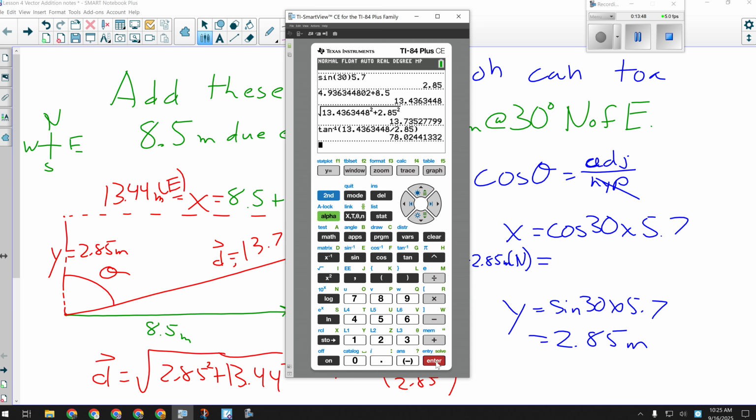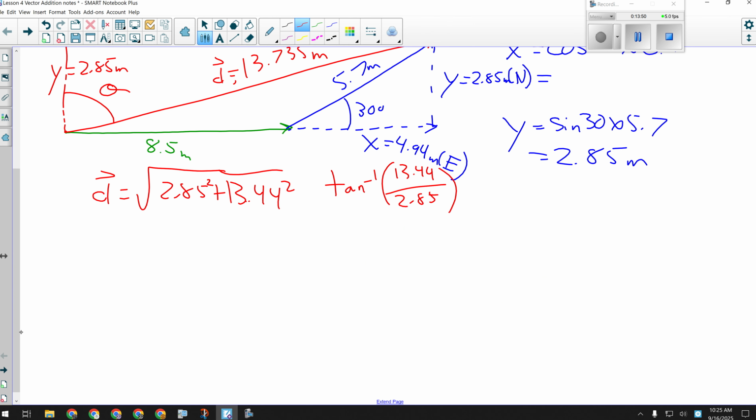Okay, so I'm getting an angle of 78.02 degrees. Which direction is that? East and north. East of north, right? The angle is touching due north and going east of it, east of north.